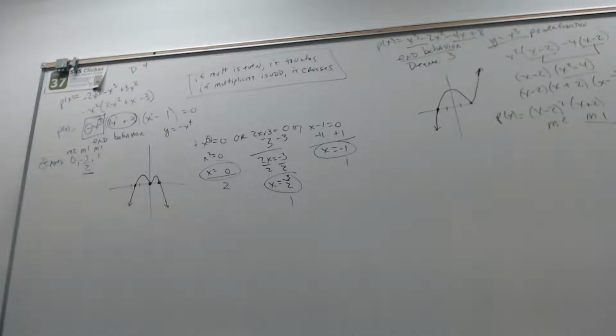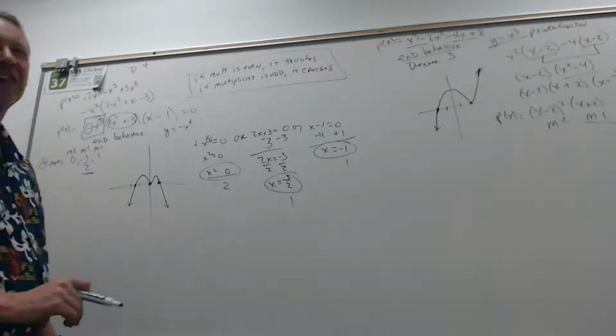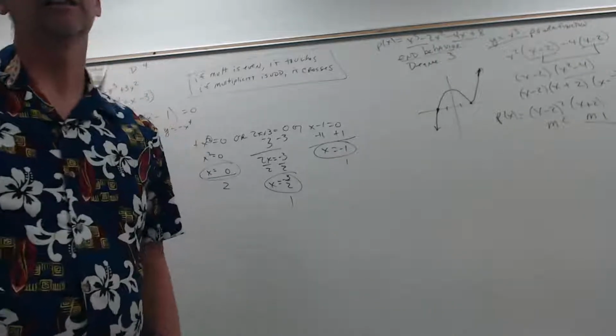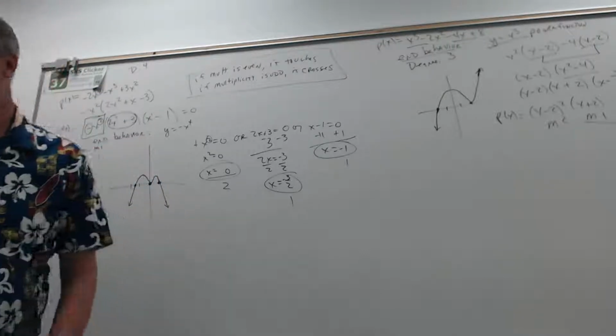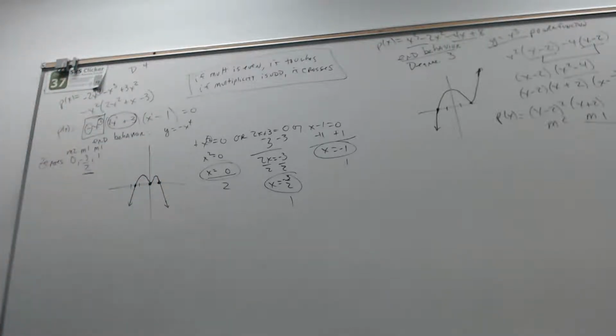Is there any way you could do the first one that you had up there on the board? It was the 3x to the 5th.